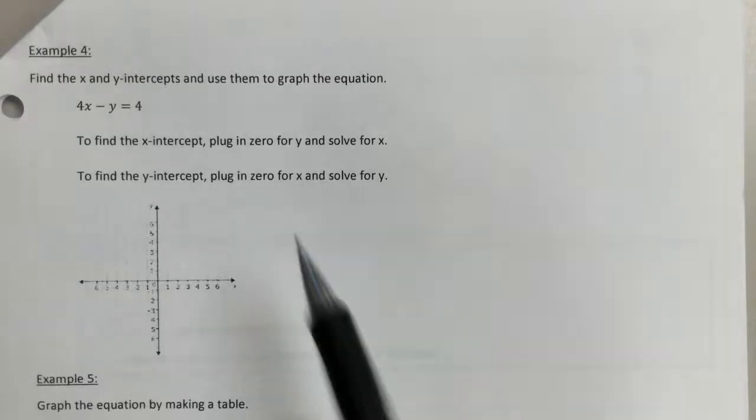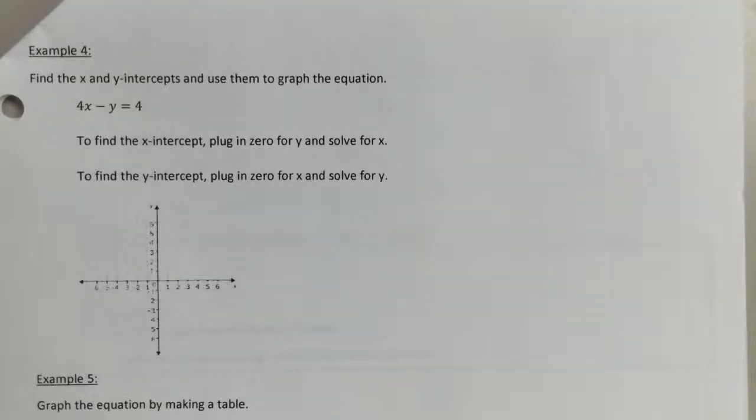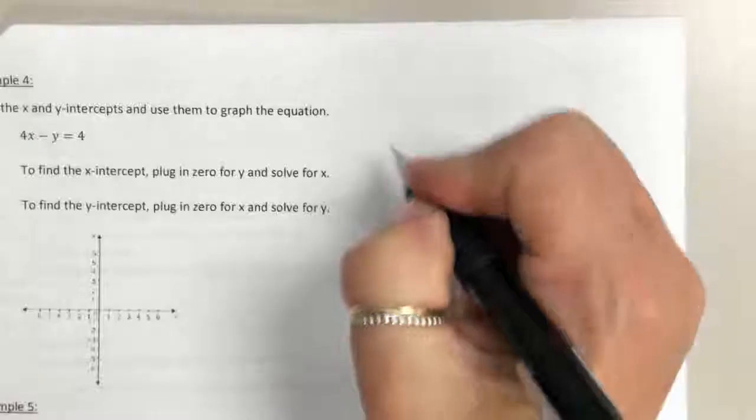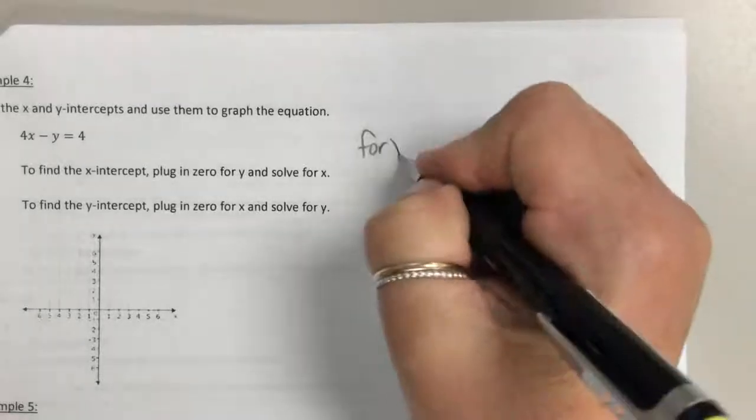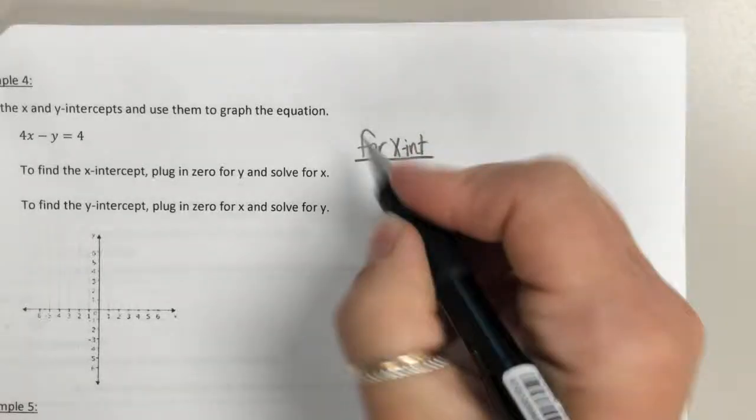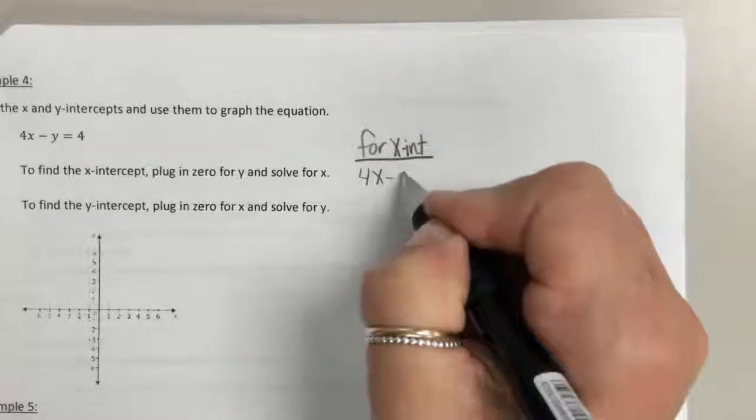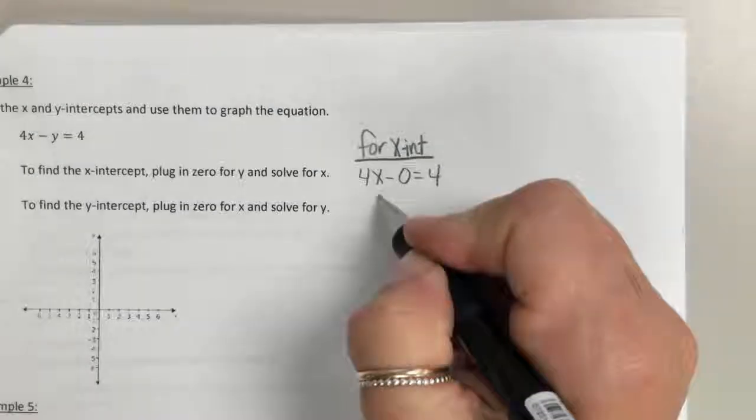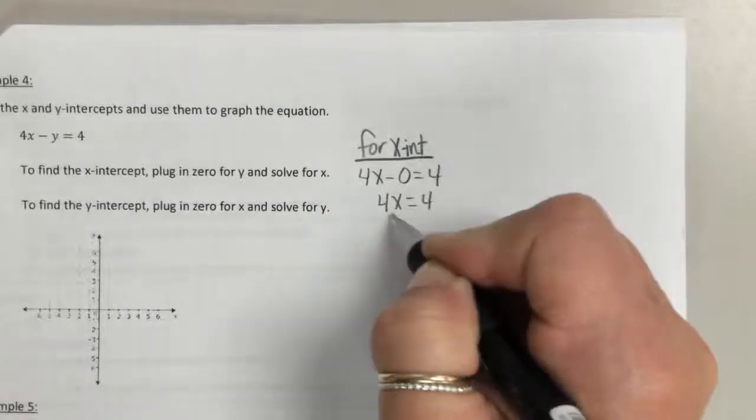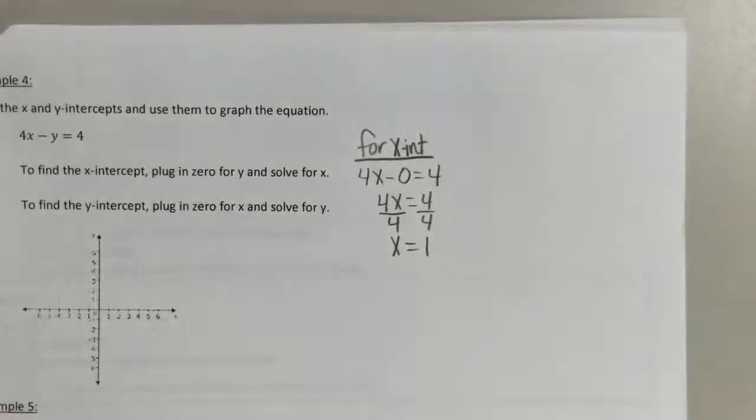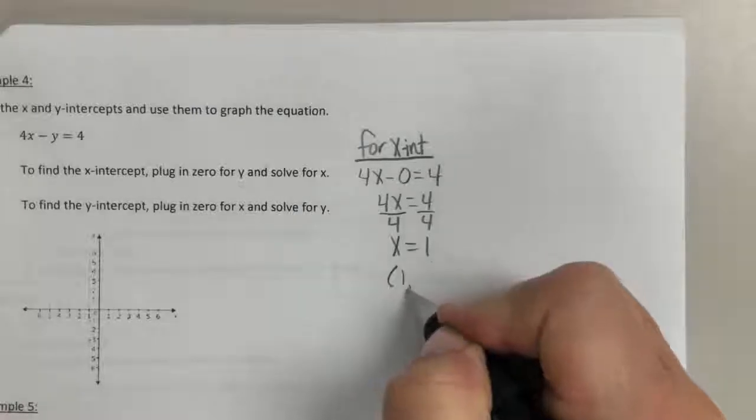So it's kind of the opposite. If you're looking for the y-intercept, you plug in 0 for x. If you're looking for the x-intercept, you plug in 0 for y. So over here to the side, I'm going to show my work. If I'm solving for the x-intercept, then I'm going to put in 0 for y. So I'm going to write the equation substituting 0 for y. Then I'm just going to solve for x. And I find that x equals 1. So my x-intercept is going to be the point 1, 0.